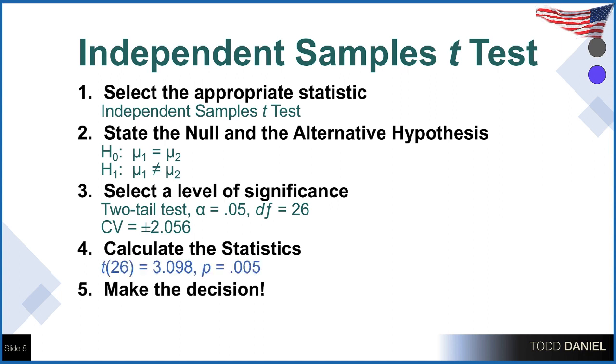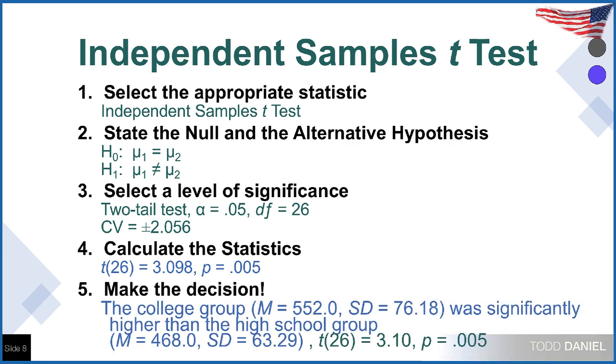I have calculated these statistics. I have a t-value that is greater than my critical value. I have a p-value that is less than 0.05. And again, my confidence interval tells me the same thing. It does not cross 0. So the decision is that the groups are different.